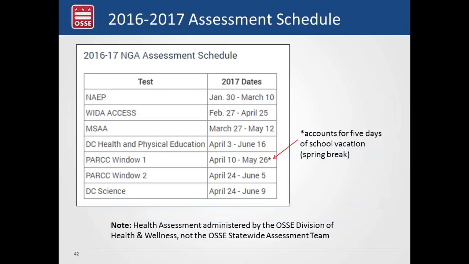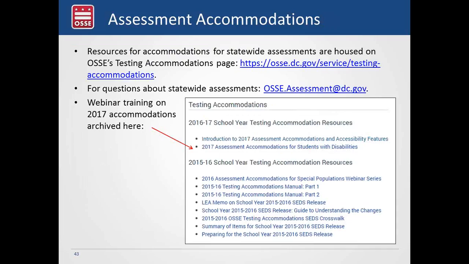Somebody at your non-public should be in close contact with the test coordinator at each of your LEAs to make sure that you're getting all the right training, that your students are registered for the right test, and of course that they have appropriate accommodations.